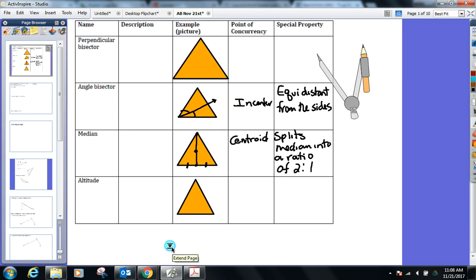Okay, Will, altitude starts where, and is what to the opposite side? There you go. Need somebody else, Will? Okay, all three altitudes intersect at the orthocenter, yep.